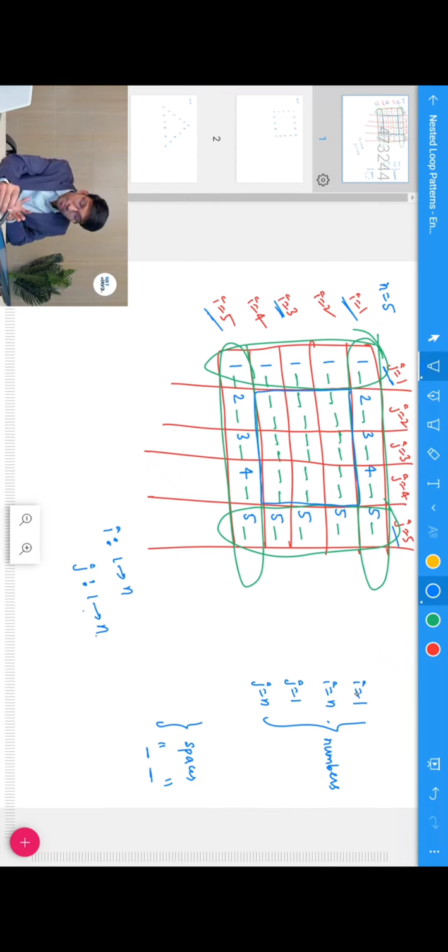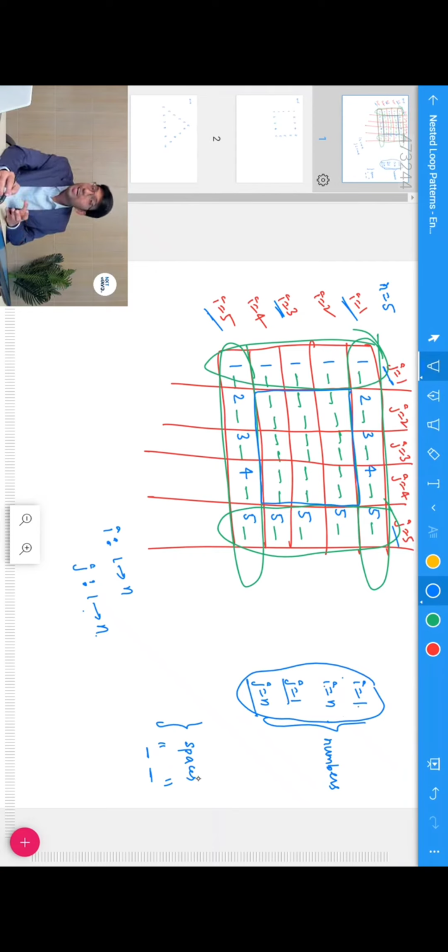Agree? Okay. So if this condition is true, if i equals 1 or i equals n, or j equals 1 or j equals n, that means we are at the border. If we are at the border, I'll just print a number. What is that number? Let's observe.